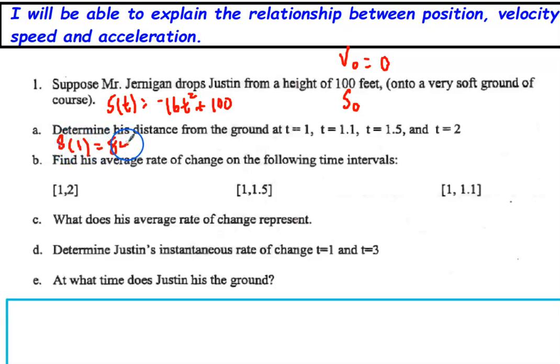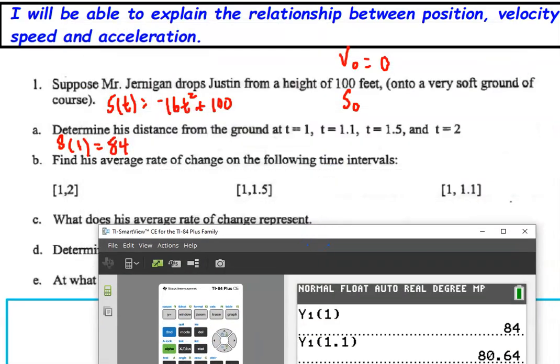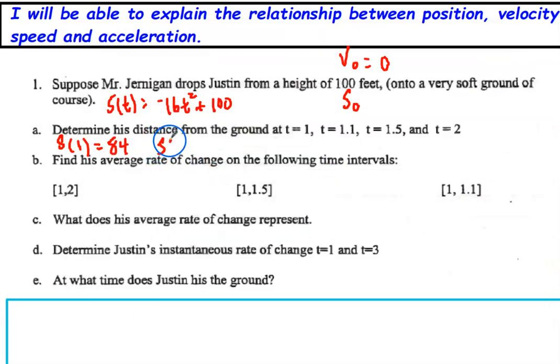is 84. Then I'll do the same thing, except the way that I will do it is I will do second enter, which brings back the y of 1, and I'm just going to go in here and make it 1.1, close, enter, 80.64. So position at 1.1 is 80.64.